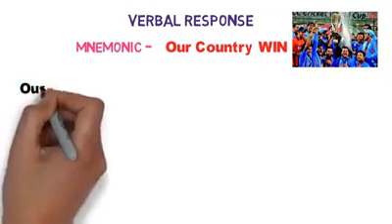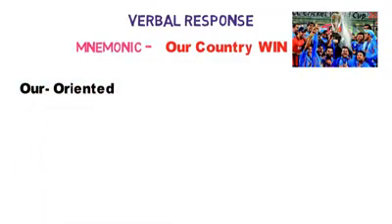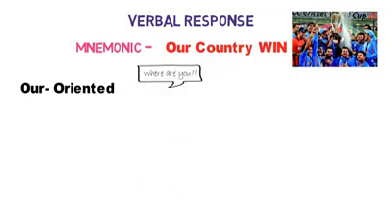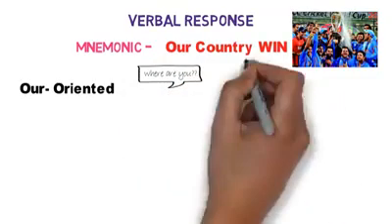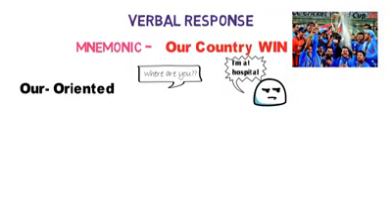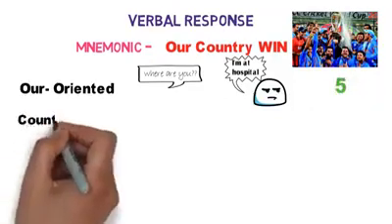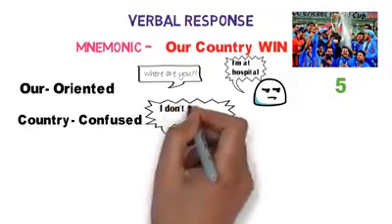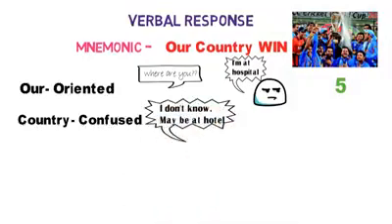Coming back to mnemonic, O in our stands for oriented. If you ask a patient, where are you and which month is it? And if he or she answers correctly that I am at hospital, that means patient is oriented. So verbal score is 5. C in country stands for confused. If patient replies that I don't know or says something like maybe at a hotel, that means he is confused. So verbal score is 4.